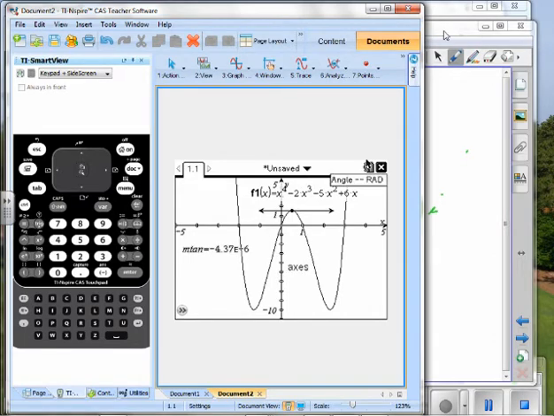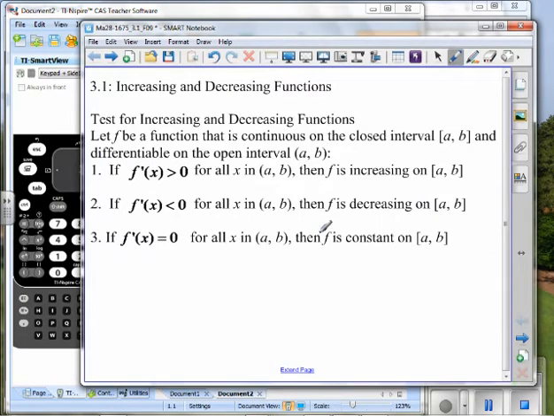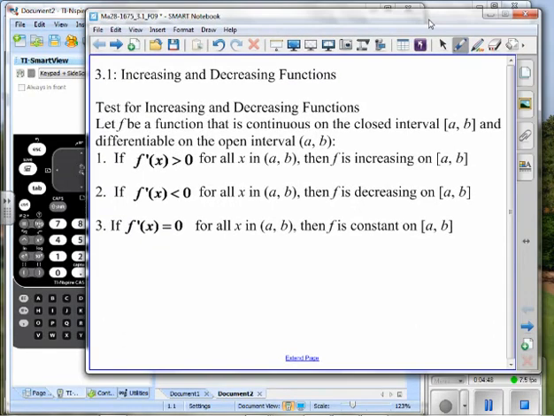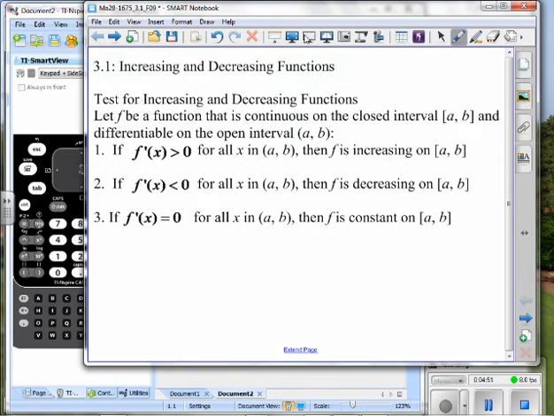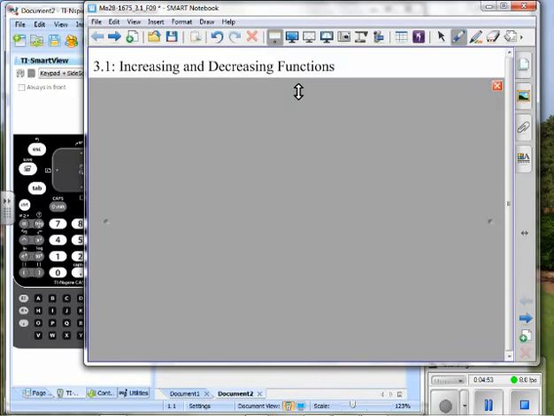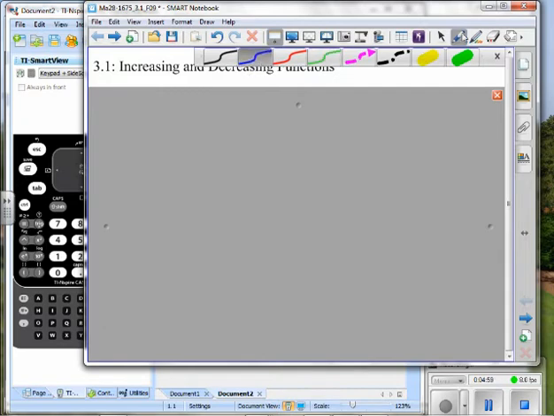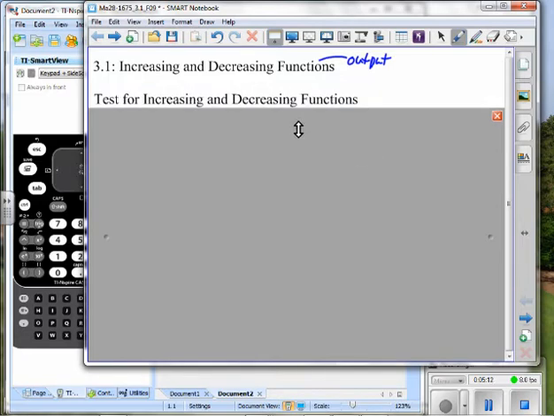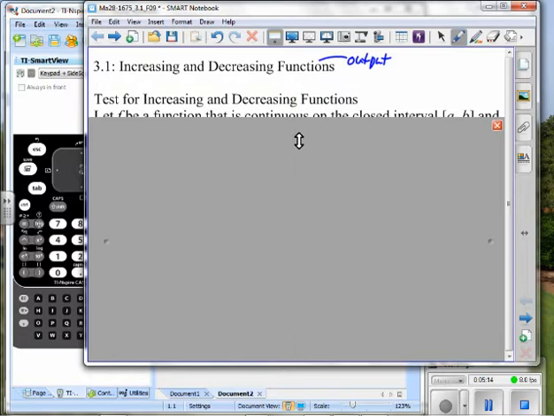Okay, let's go to our notes then. Increasing and decreasing functions. Again, when we talk about increasing and decreasing functions, which part of the function are we talking about? Inputs or outputs? Output values. Okay. So the increasing and decreasing output values of a function is what we really should be saying. Here are some tests for increasing and decreasing functions.